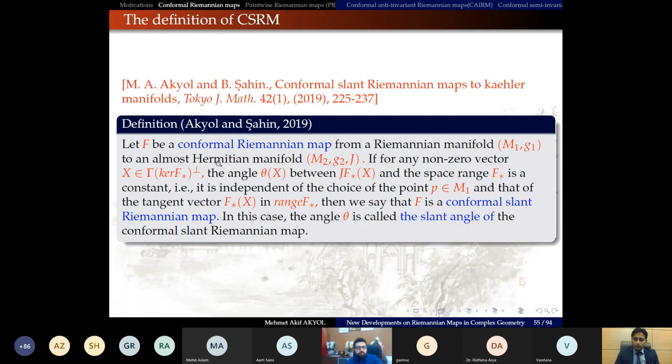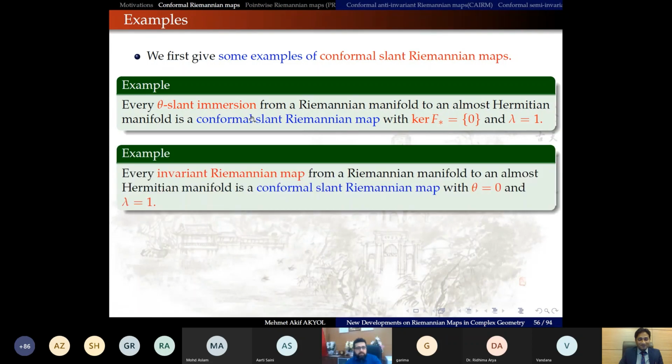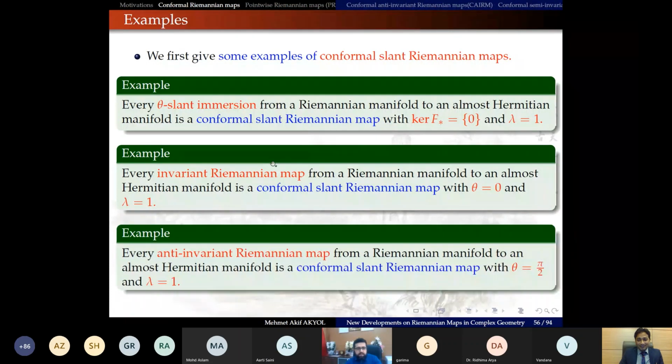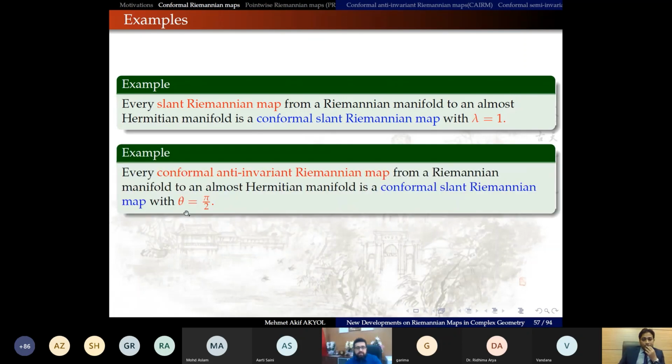When we put the conformal case in the definition, we obtain a conformal slant Riemannian map. There are some trivial examples for the conformal slant Riemannian maps too. Vertical space is equal to 0 and lambda equal to 1: the conformal slant Riemannian map is a theta slant immersion. And theta equals 0, lambda equal to 1, the map is an invariant Riemannian map. Theta equal pi over 2 and lambda equal to 1, we have an anti-invariant Riemannian map. And lambda equal to 1, we have a slant Riemannian map. And theta equal pi over 2, we have a conformal anti-invariant Riemannian map.